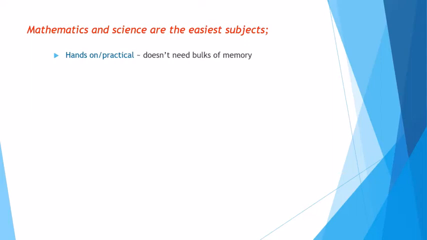You don't have to use bulks of memory. You don't have to read broadly. We cannot compare mathematics and science with humanities subjects, for example, which you need to read broadly to understand things. But mathematics and science, you do it practically, and it depends on practice. Something you practice and it gets in your mind. Number 2, mathematics and science are based on facts.